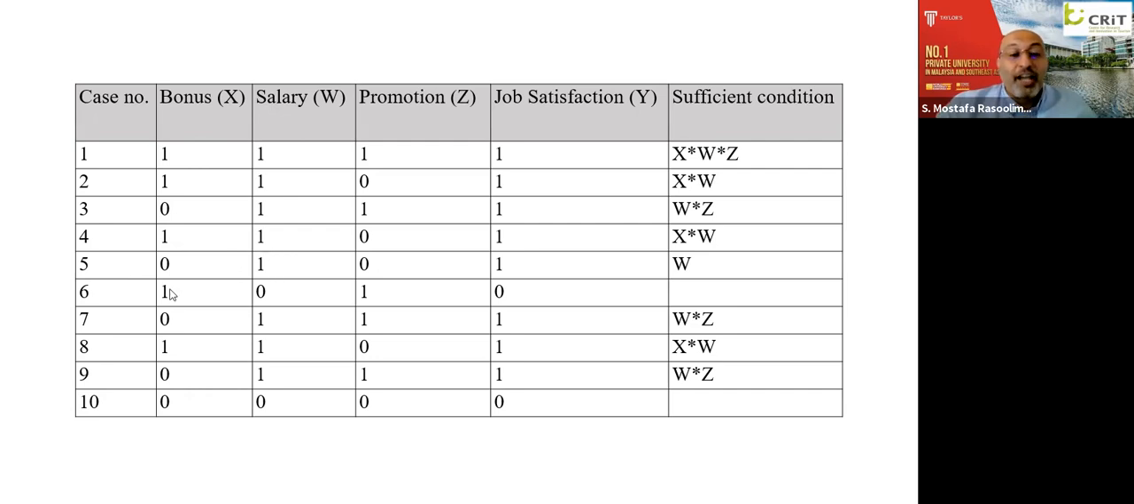Case number 5 is a very interesting case. If only one variable, if only salary of this person is high, this person will be satisfied and doesn't care about the other two factors. So here you can see different combinations of variables that can lead to a high level of satisfaction.